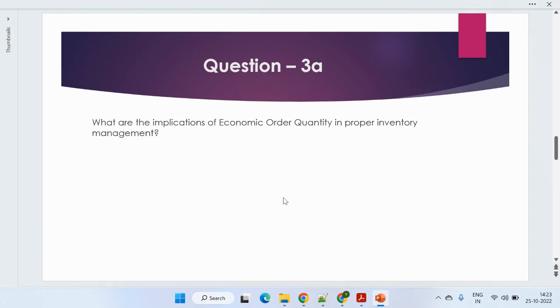You can derive the value, you can mention the implications based on understanding what the EOQ value is in inventory management.